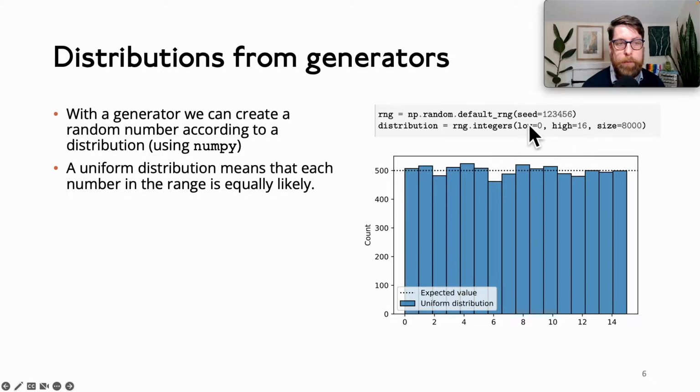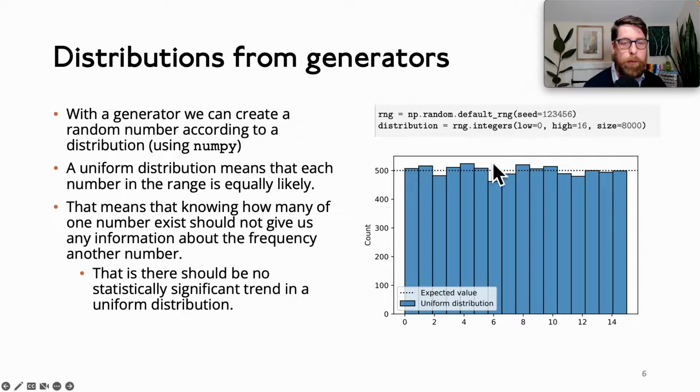So I did a distribution here of random numbers, and I made the size equal to 8,000. And I said that high and low is 0 and 16, so we have 16 possible buckets. 8,000 divided by 16 is 500. So we should see about 500 in each bucket, and that's what we do. We don't see exactly 500, but we see about 500 right here.